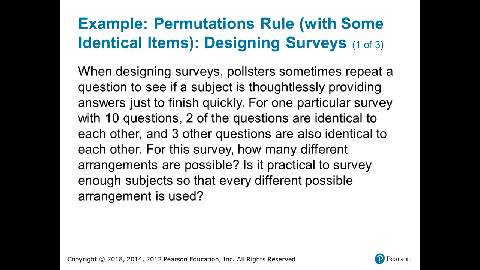This is a little bit hard to explain without looking at an example. So when designing surveys, pollsters sometimes repeat a question to see if a subject is thoughtlessly providing answers just to finish quickly. So for one particular survey with 10 questions, 2 of the questions are identical to each other, and 3 other questions are also identical to each other. So for this survey, how many different arrangements are possible? Is it practical to survey enough subjects so that every different possible arrangement is used?